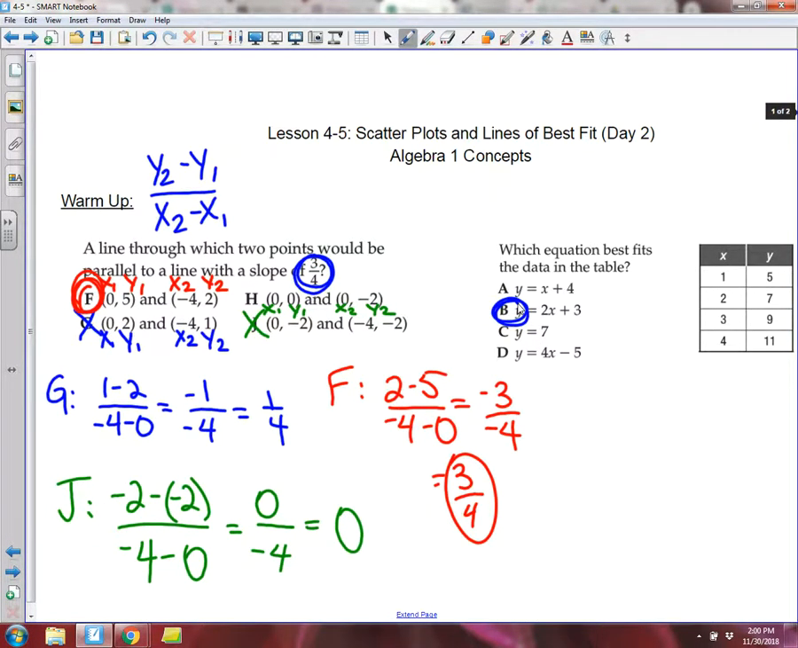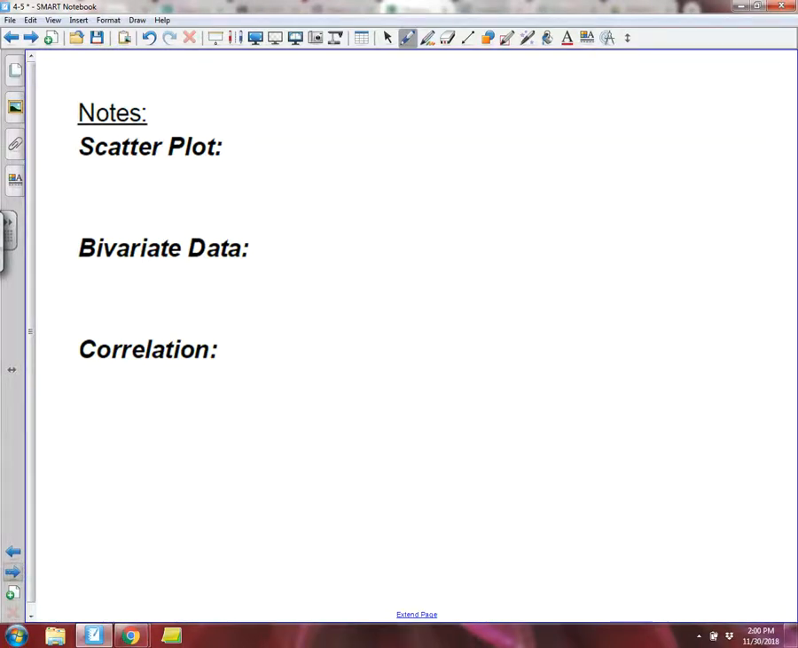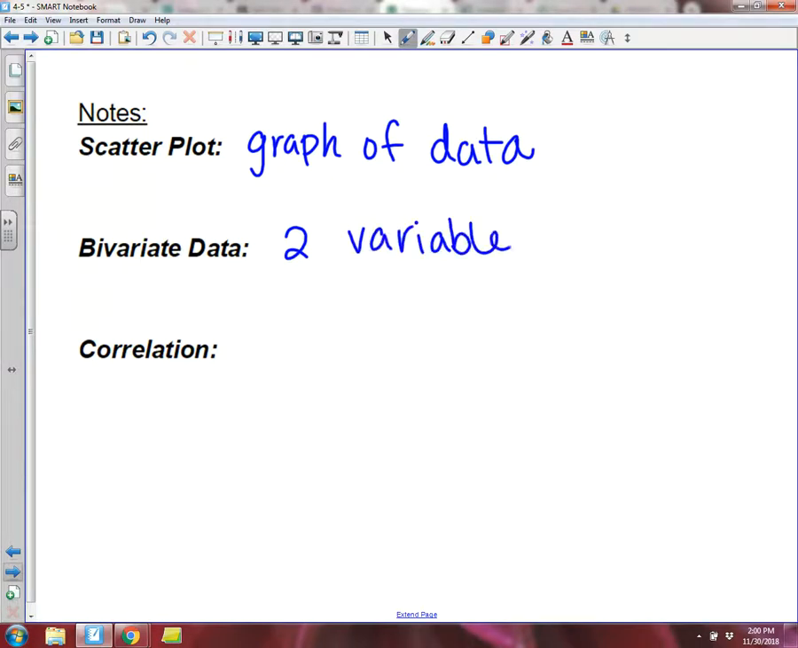All right, so let's go ahead and get into our vocabulary again for today. Same vocab you had yesterday. What's a scatter plot? A graph of data. Okay, bivariate data. Two variables. Somebody describe for me why yesterday I told you this should make sense to you. Yeah, if you're on a graph, you have to have an X and a Y. That's two things, correct? So that's why it should make sense to you.